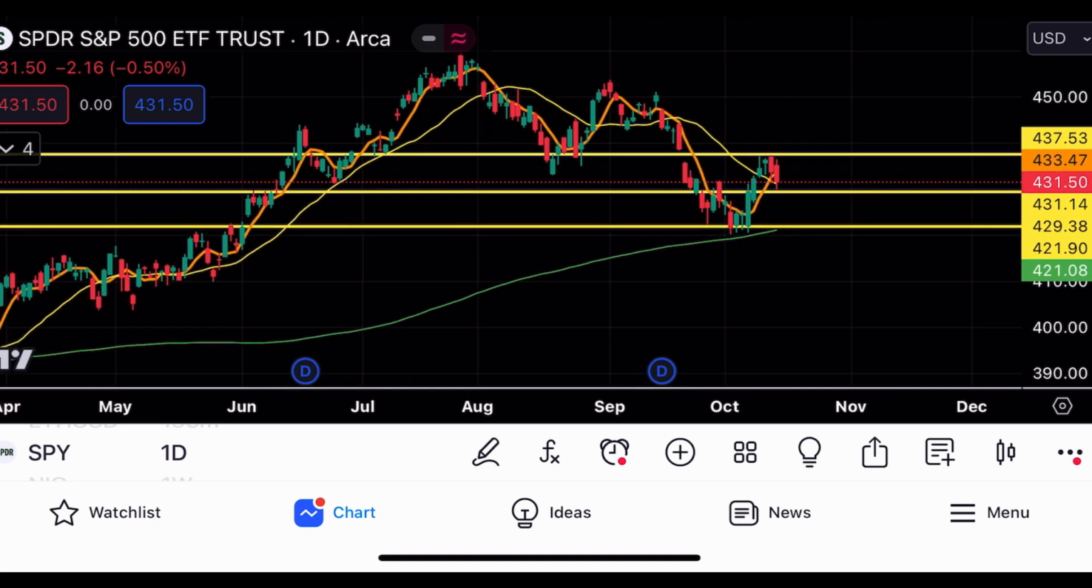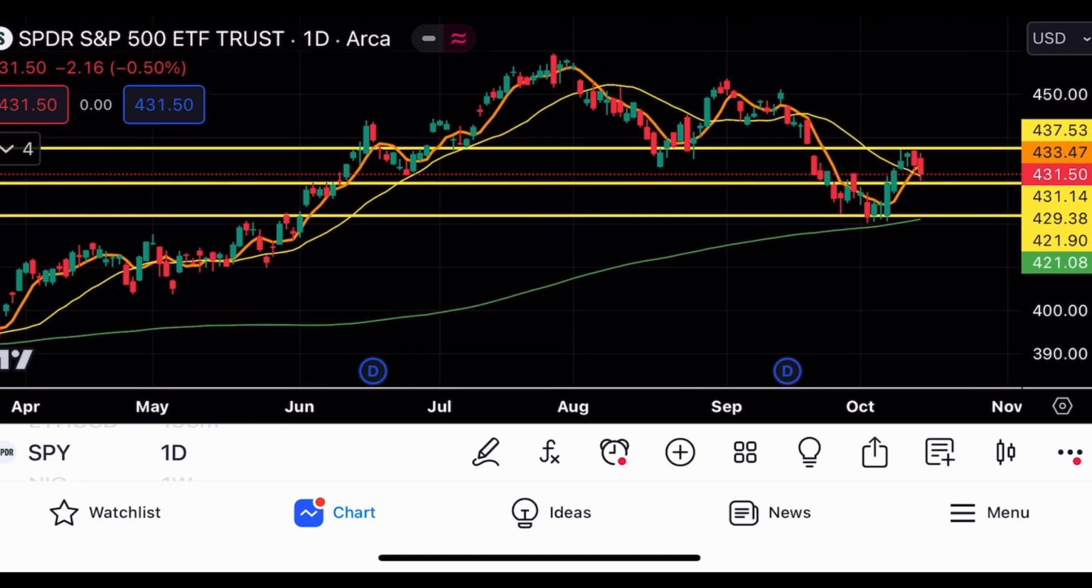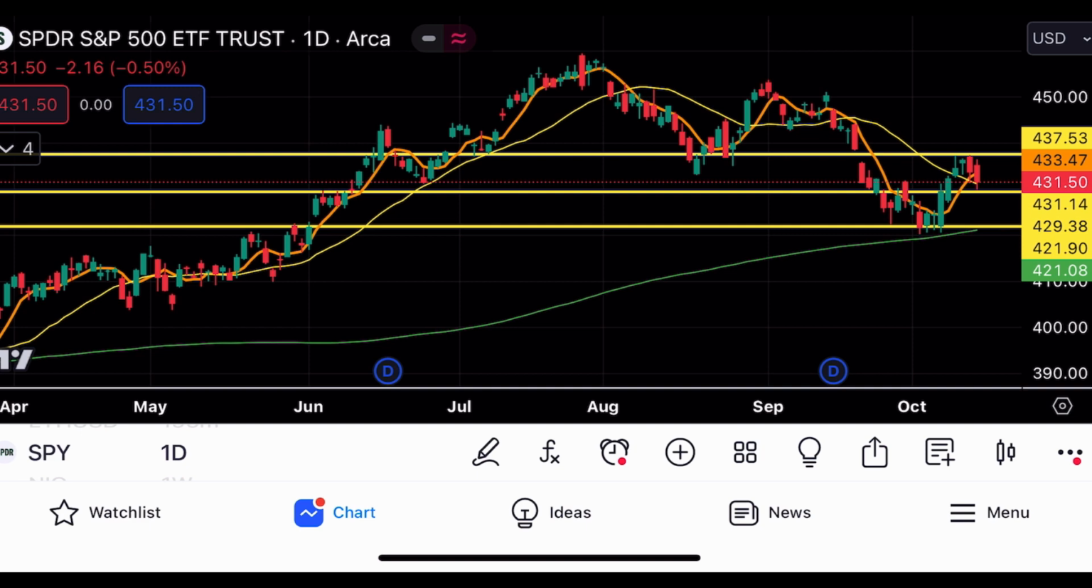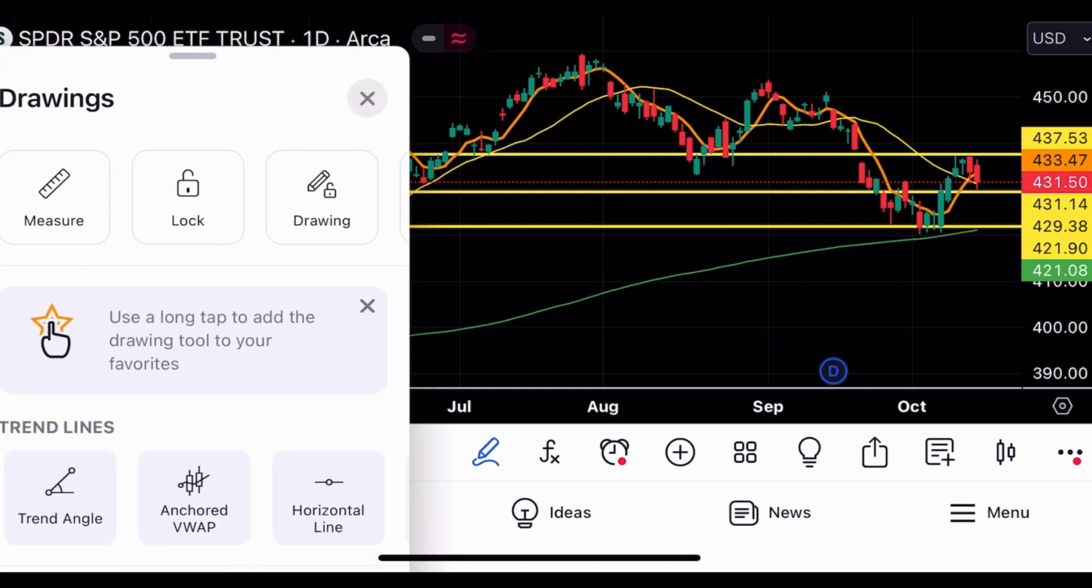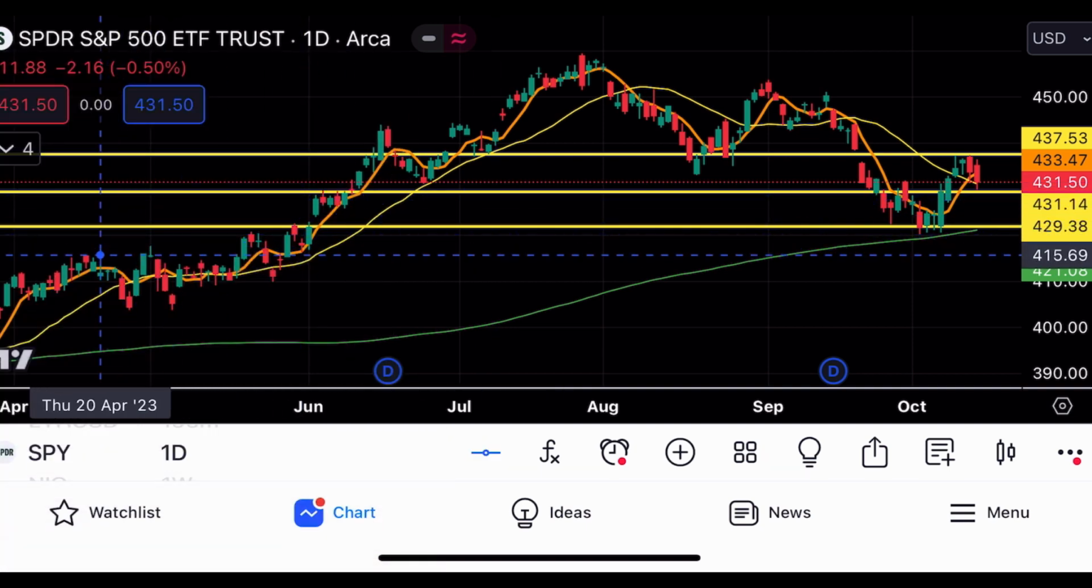You don't be afraid to zoom in. Remember, we're not bearish until we break that 200-day moving average, by the way, 421.10. And we are not bullish until we break the 20-day moving average on the daily at 439.